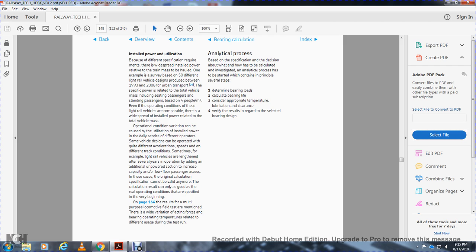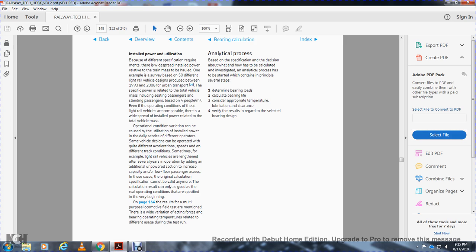Sometimes, for example, light rail vehicles are lengthened every several years during operation by adding additional unpowered sections to increase the capacity of low floor passenger access. For these added cases, the original calculation specification cannot be valid anymore, with the calculation results only as good as the rail operating conditions specified at the very beginning.